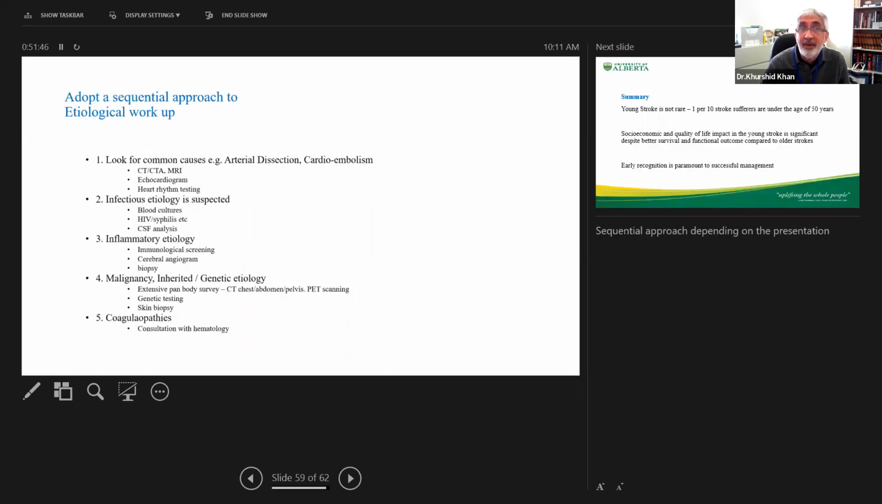So the sequential approach to etiological workup will depend on history, examination, and what is the high index of suspicion for a particular individual. So brain imaging and cardiac imaging are important. But if someone is presenting with dissection, then some of the other tests may not be needed. So it all depends on what the history and examination suggest, that you look for infectious etiologies, inflammatory, malignant workup, and coagulopathies.